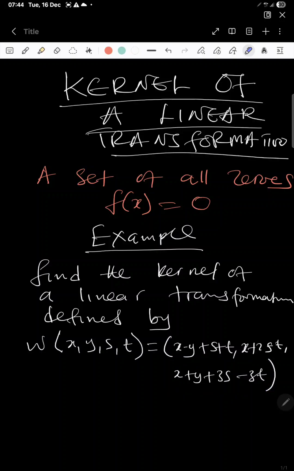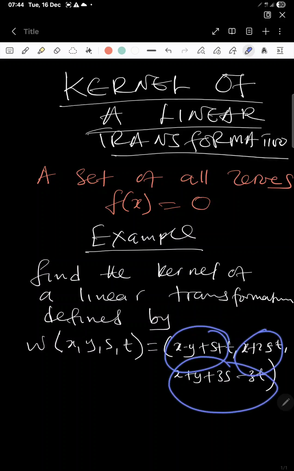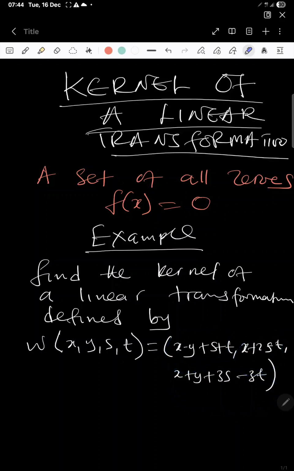Now if you are given such a question, whenever you are given some equations and asked to get the kernel, what you must know is that you put those equations in an augmented matrix. So let's do that. You put these 3 equations in an augmented matrix and then solve for the missing variables. In this case, we are solving for x, y, s, and t. After you get the values of x, y, s, and t, that means you've gotten the kernel.